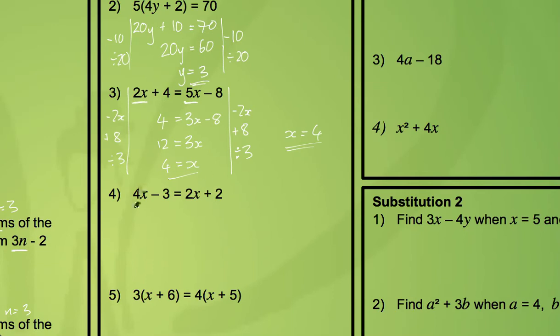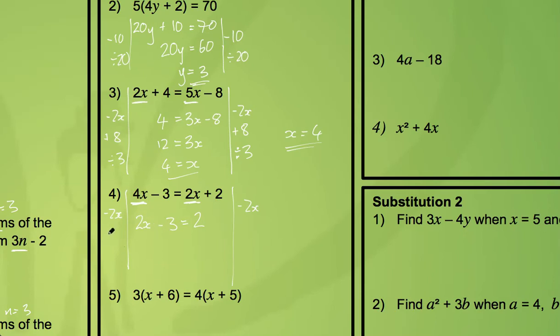Same process here, I've got x's on both sides, so I look for the smallest number of x's, which is 2x. So I'm going to take that 2x away. That's so that I end up with a positive number of x's on this side. 4x take away 2x is 2x minus 3, and all that's left on this side is the 2, now that I've taken away the 2x.